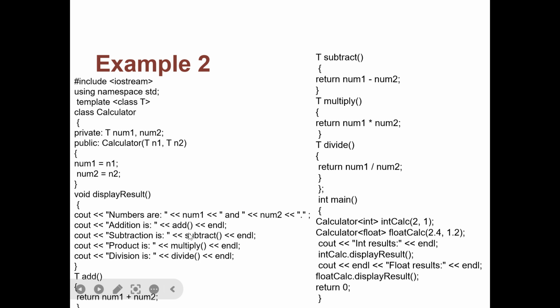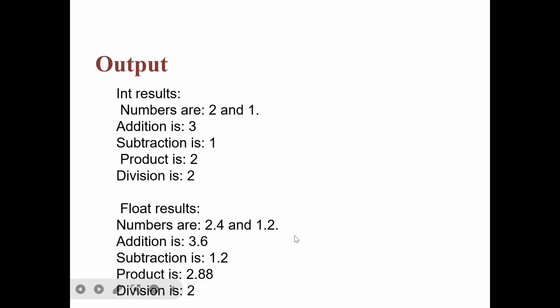So these will be executed twice, and we get the answers. For the int result, we give only integer numbers, so for integer numbers addition, subtraction, product and division have been done. Same like the float result, for the float result we give two inputs as float values, so we get the answers for addition, subtraction, product and division all in float values.